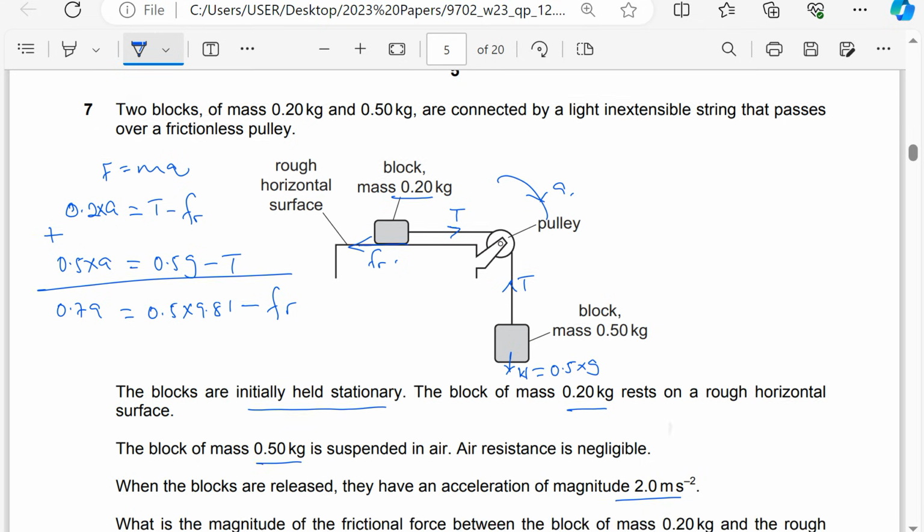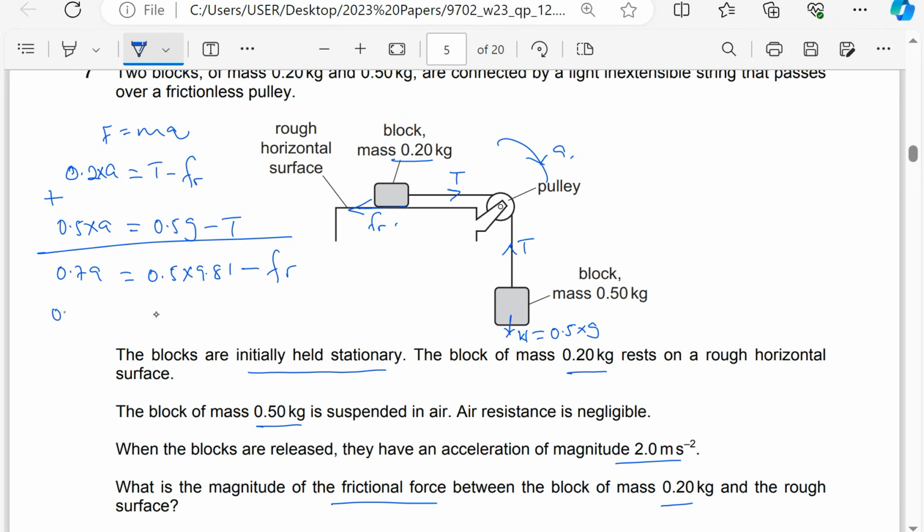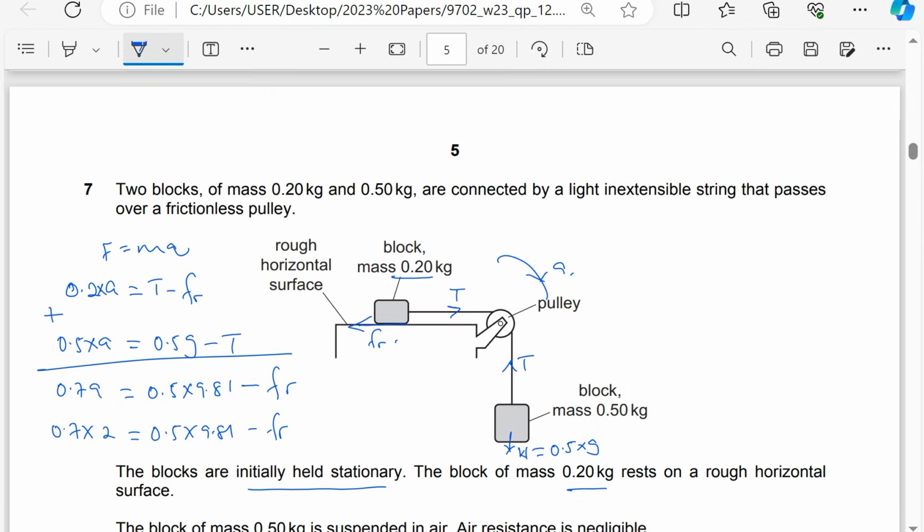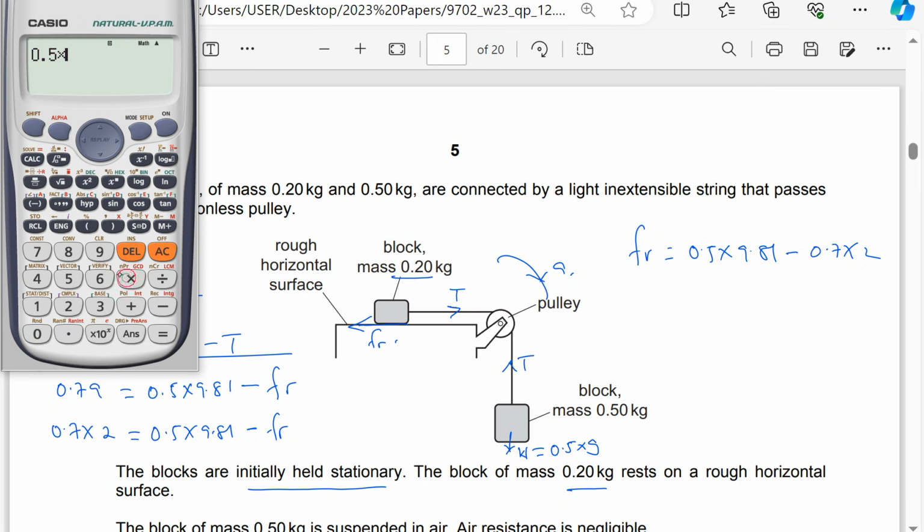But remember, the acceleration is given as 2. So 0.7 times 2 should be equal to 0.5 times 9.81 minus Fr. I'll just press my calculator to find Fr, or I can say Fr is equal to 0.5 times 9.81 minus 0.7 times 2.